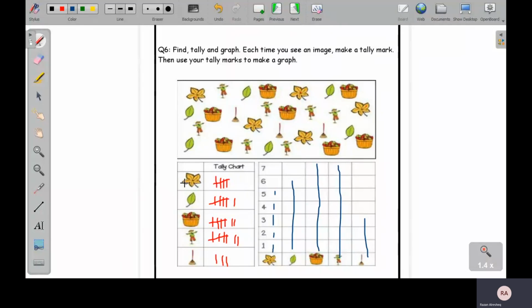Another way to help us do it, for example, is on the side, you can write the numbers for the tally mark so that you see it and you understand how to fill your graph easier and faster. All right, guys, so here we use tally marks to fill the tally chart and to make the bar graph.